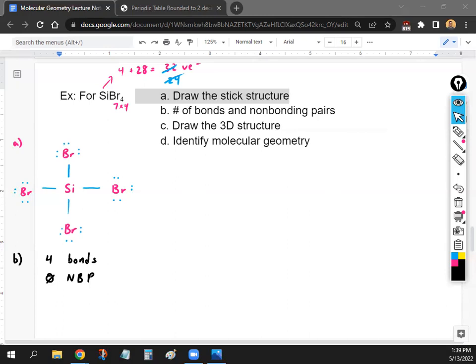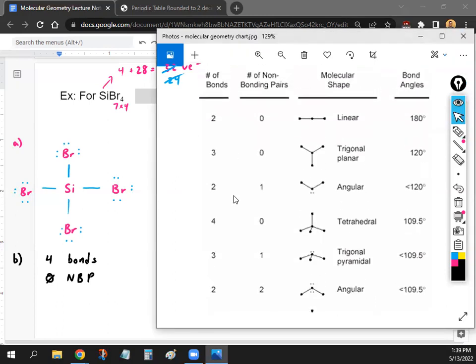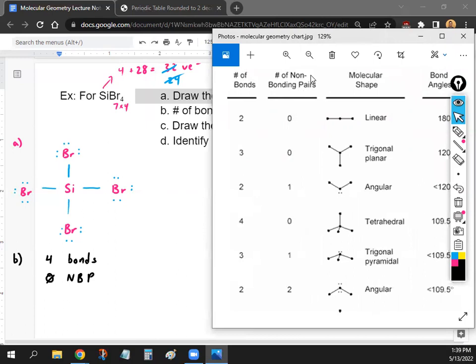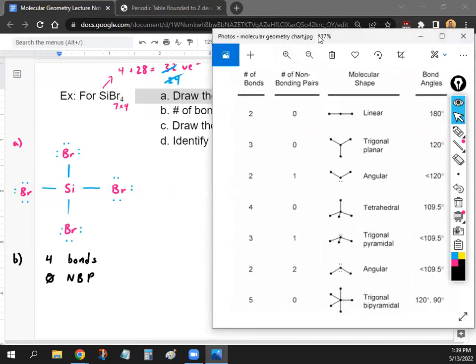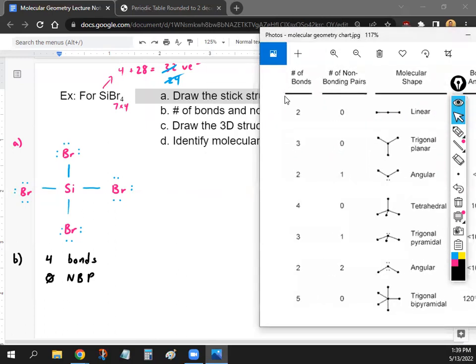Okay, so using that information, we can use the chart to find the bonds and the non-bonding pairs. Okay, so we go to 4 bonds. We got 0 non-bonding pairs, and there you go. We got our shape, which is tetrahedral. Okay, but when we are drawing, let's draw the 3D structure first. The 3D structure, you can just use this general format right here. It's super simple. You just copy down exactly what we have here. We have Si in the middle. We have one of the Brs coming out from the top.